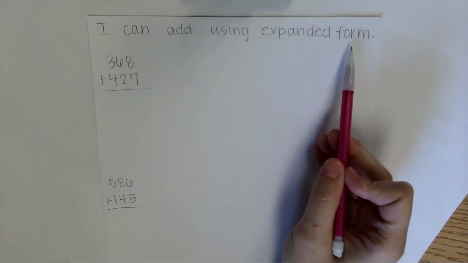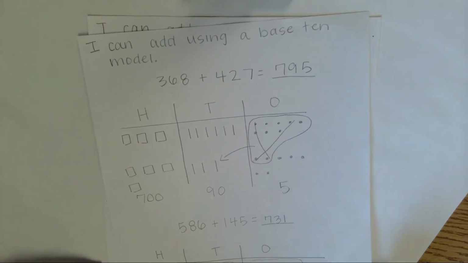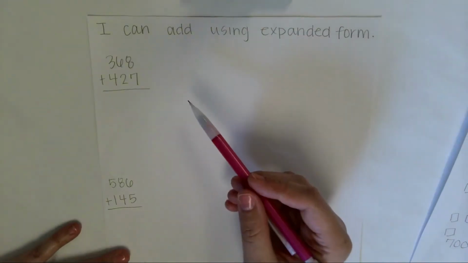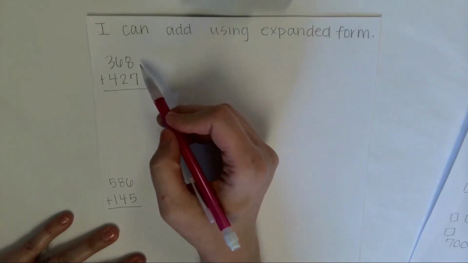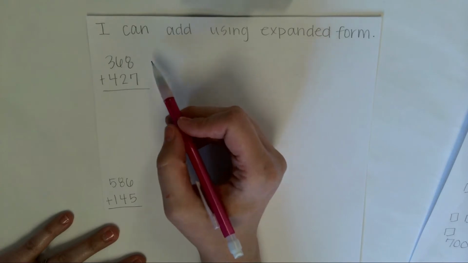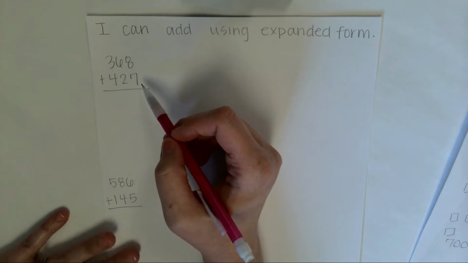Today we are going to practice a new strategy for adding 3-digit numbers, and today that strategy is called using expanded form to add. So it's very similar to using our base 10 model to add, only today instead of drawing a base 10 model, we are just going to write our numbers in expanded form and add them up that way. So when we add using expanded form, I like to stack my numbers vertically or write them up and down. But you're going to see why in just a second.